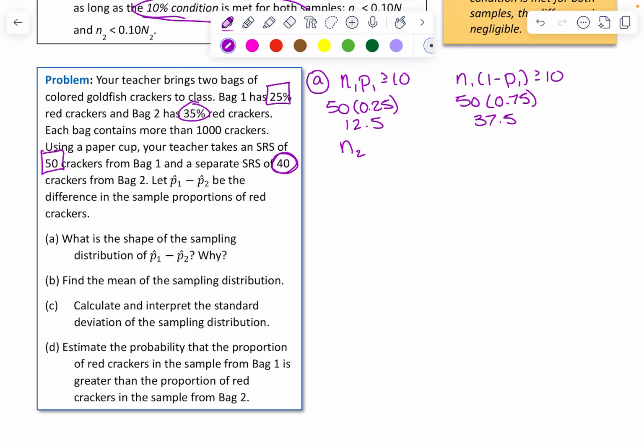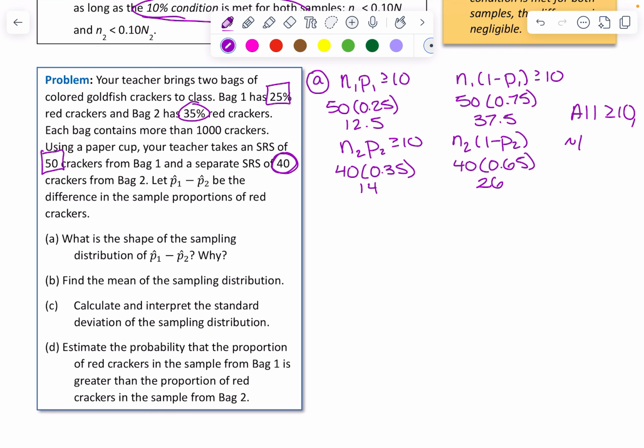We're going to go with n2 and p2. That has to be at least 10. So 40 times 0.35, that's 14. And then n2 and the complement of p2, so 40 times 0.65, which is 26. They are all at least 10, so that means it's approximately normal. So that means when they ask us to find the probability, we can use normal CDF.